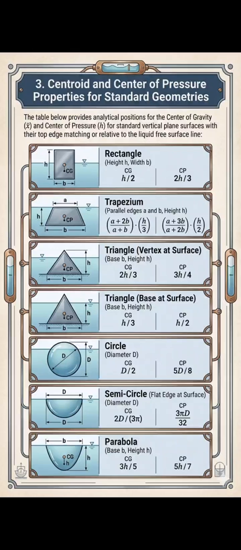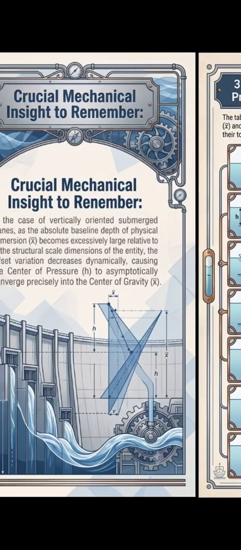Circle of diameter d: center of gravity d by 2, center of pressure 5d by 8. Semicircle with flat edge at surface, diameter d: center of gravity 2d by 3 pi and center of pressure 3 pi d by 32. Parabola case: base b, height h, center of gravity 3h by 5 and center of pressure 5h by 7.